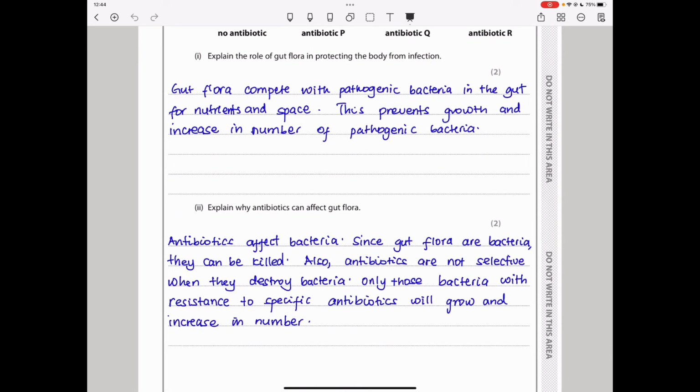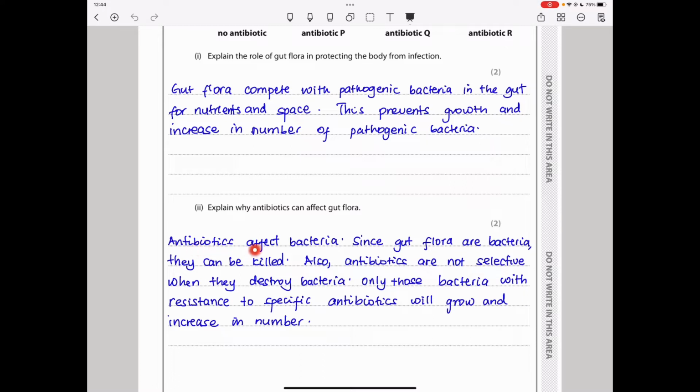Then here they say, explain why antibiotics can affect gut flora. Remember, these are antibiotics, and the gut flora are bacteria. Since antibiotics kill or destroy bacteria, they are not selective when they are doing that, except if specific bacteria have resistance to that specific antibiotic. So if not, then there is no selection. They will destroy everything in their path.